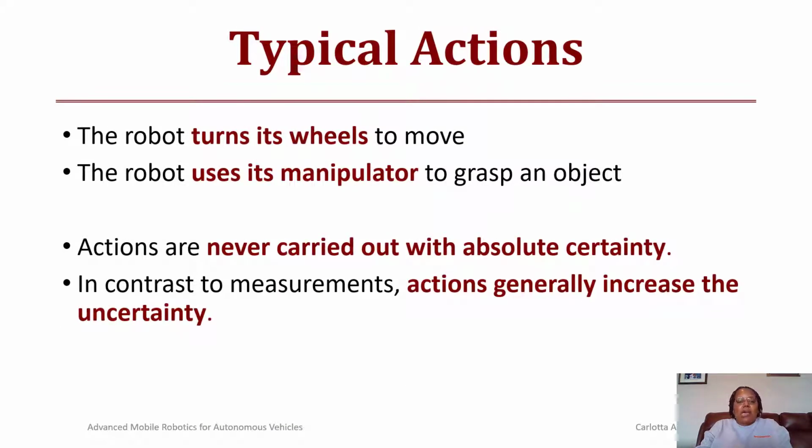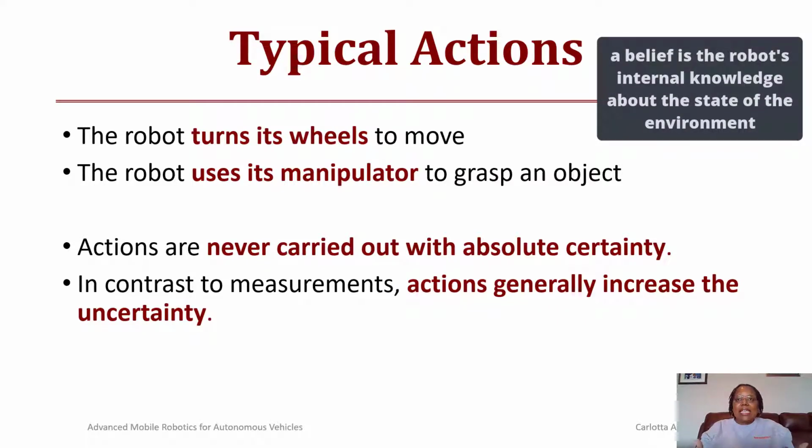So typical actions could be, on a mobile robot, its wheels turn: did it move, how far did it move, etc. If you're talking about a robot manipulator or a mobile robot with a gripper, then it could be grasping an object such as grabbing a knob to open or close a door. So we can never carry out these actions with complete certainty. As we talked about before, a lot of times with a belief, we're trying to exceed a certain threshold in order to make decisions about how to move. In contrast to measurements, which we talked about in the previous lecture, these actions generally will increase uncertainty, although with measurements, we hope that they would increase certainty of some condition in the environment.